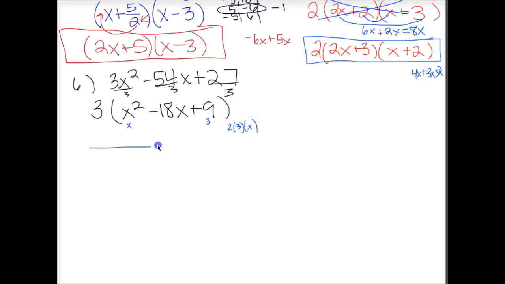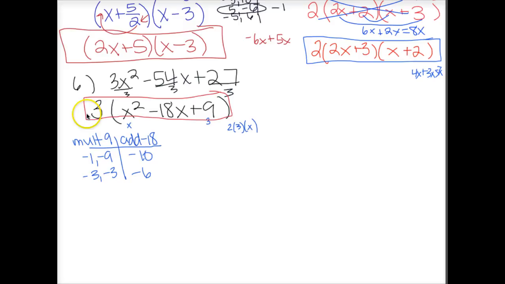So then I look to see if I can chart factor it. I'm not guessing and checking because this is not ax squared. It's just plain x squared. So I'd be looking for what multiplies to 9 and adds to negative 18. So because the middle term's negative, I know the factors I need to list are negative. So negative 1 times negative 9 or negative 3 times negative 3. This adds to negative 10, this adds to negative 6, and there are no other factors. So that means this is not chart factorable. So the one step of factoring is all that I could do here. So GCF only, this is my final answer.